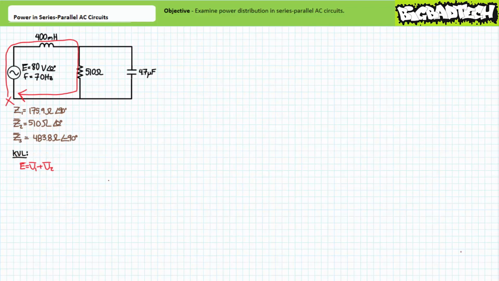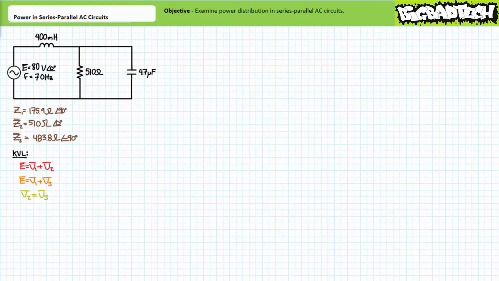Kirchhoff's voltage law states that the sum of voltage rises equals the sum of voltage drops within any closed loop. A Kirchhoff's voltage law analysis of this first loop suggests that E equals V1 plus V2. A Kirchhoff's voltage law analysis of this second loop suggests that E equals V1 plus V3. Finally, a Kirchhoff's voltage law analysis of this third loop suggests V2 equals V3.